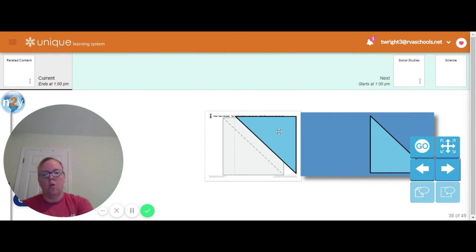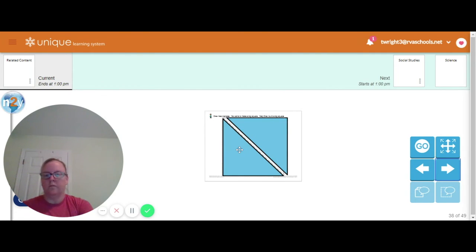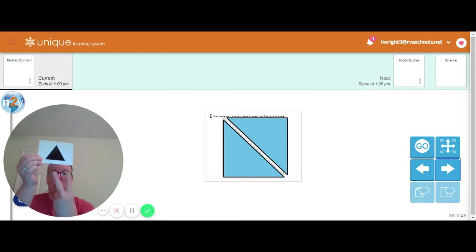Watch. 1, 2. 2 triangles. 2 triangles fit into a square. That's pretty cool.